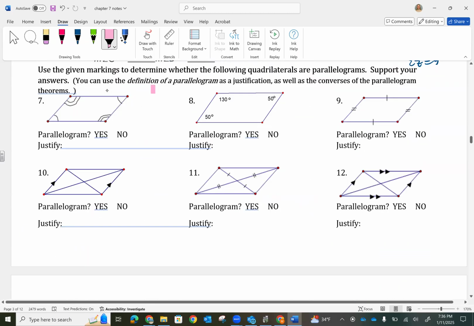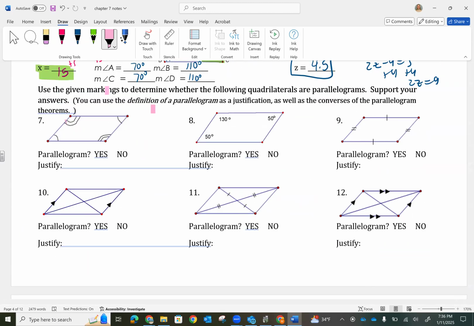Okay, so the first one, if these 2 angles are congruent, okay, and the other 2 opposite angles are congruent, would we have a parallelogram? And the answer is yes. Why? Both pairs of opposite angles are congruent. And that's what our factors from the front say.